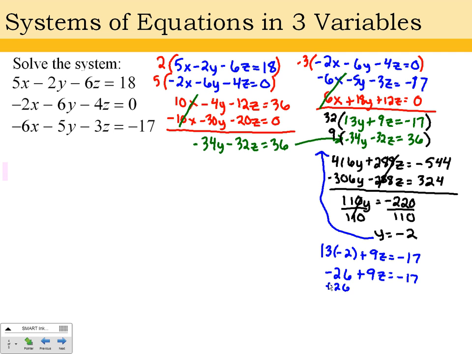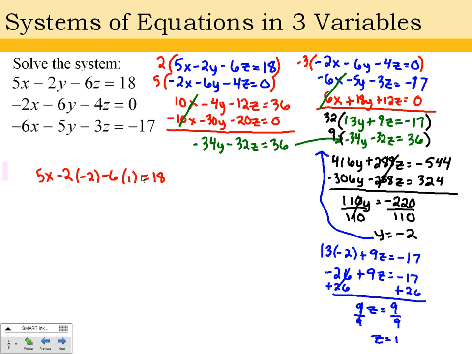I'm going to add the 26 over to the other side. I believe that gives me 9z equals 9. Divide on each side. So z equals 1. Now I just need to go back and plug into one of my starting equations, and I'll just pick the first one because there's not any of them that really is any easier. So 5x minus 2 times y, which is negative 2, minus 6 times z, which is 1, equals 18.